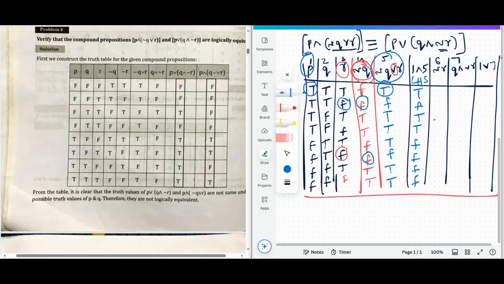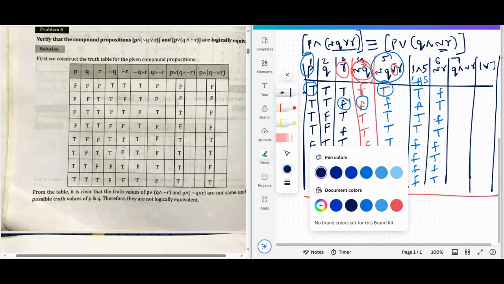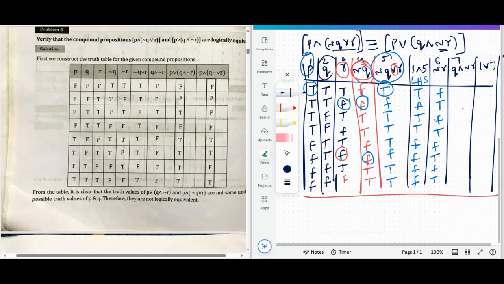We'll prove for RHS. Negation R is F T F T F T F T, reverse of R. Then Q and negation R. So now we'll check for Q and negation R. That is, Q is second line and negation R sixth line. So we'll check for the condition. We'll be just checking condition is and.